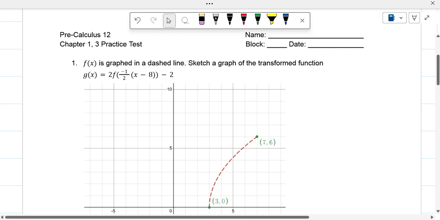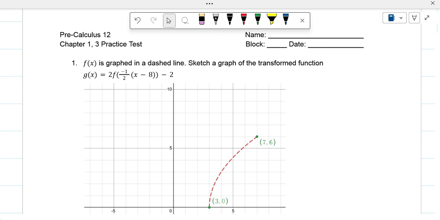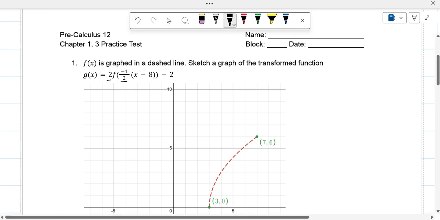Question number 1. f of x is graphed in a dashed line. The question asks me to sketch a graph of the transformed function g of x is equal to 2 times f of negative 1 over 2 times (x minus 8), close bracket, minus 2. When I see this kind of question, what I like to do first is to identify and write down what each parameter represents.